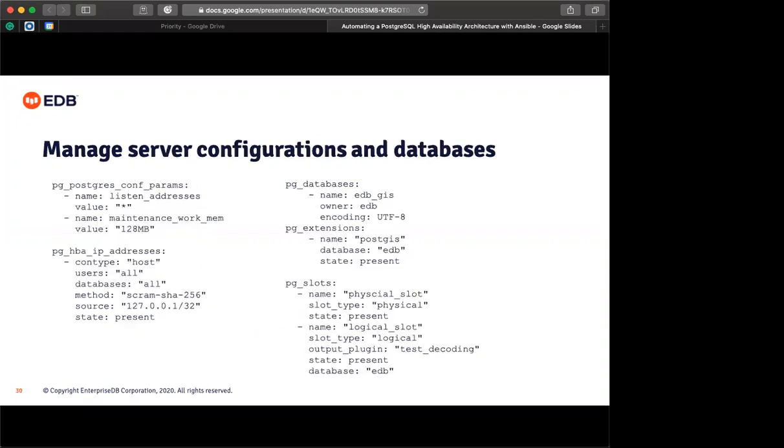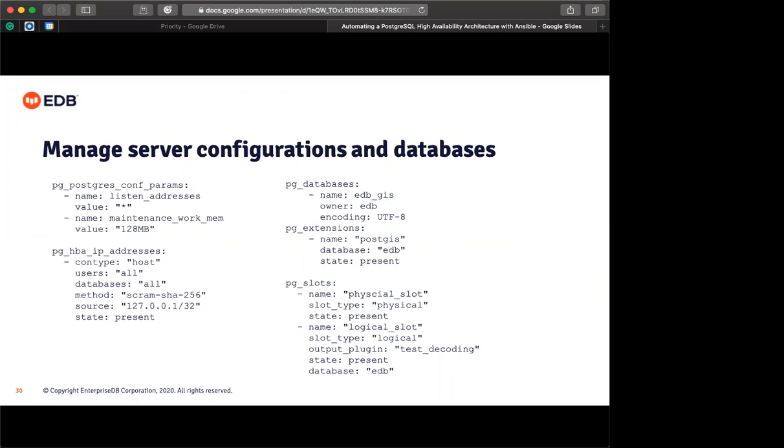Along with creating and managing users and privileges, you can also do more with the collections. For example, while deploying the core architecture, you may want to set specific parameters or tweak parameters for the performance of the system. For example, if you want to set the maintenance_work_mem parameter to 128 megabytes, you can do that easily with the collection.